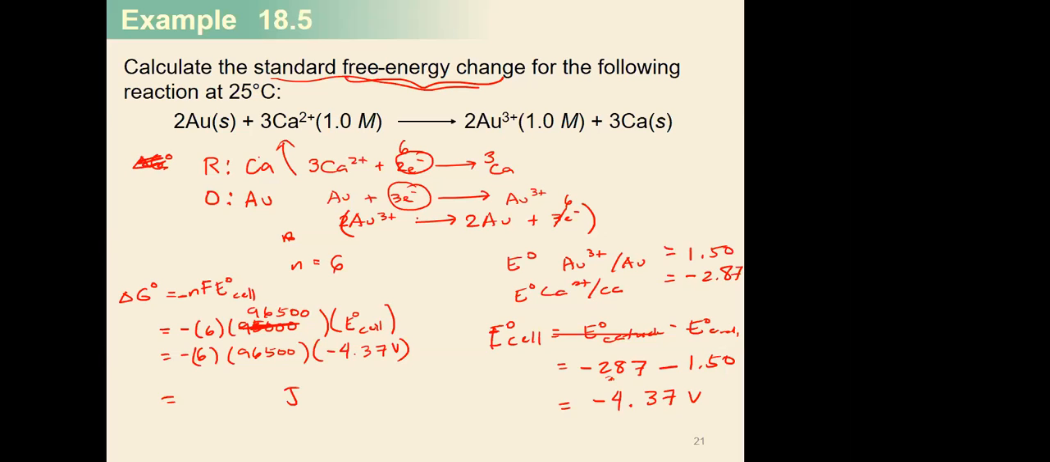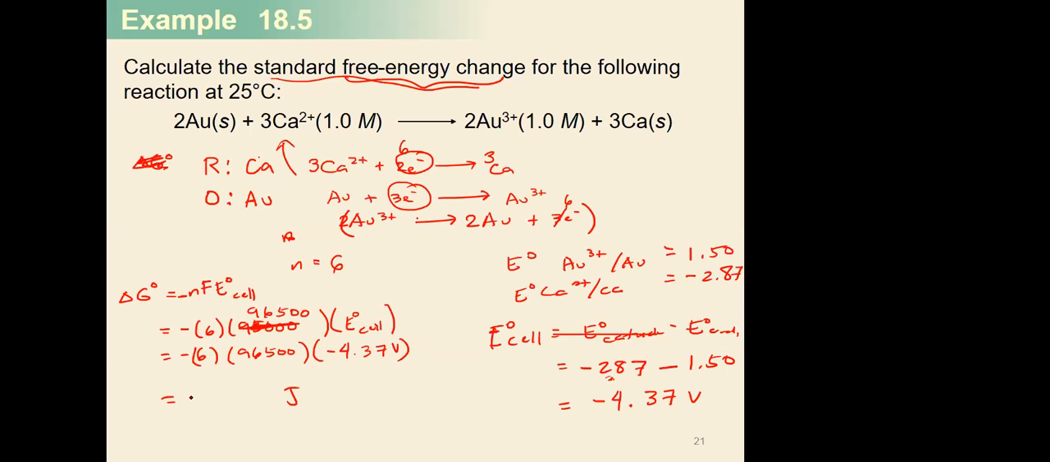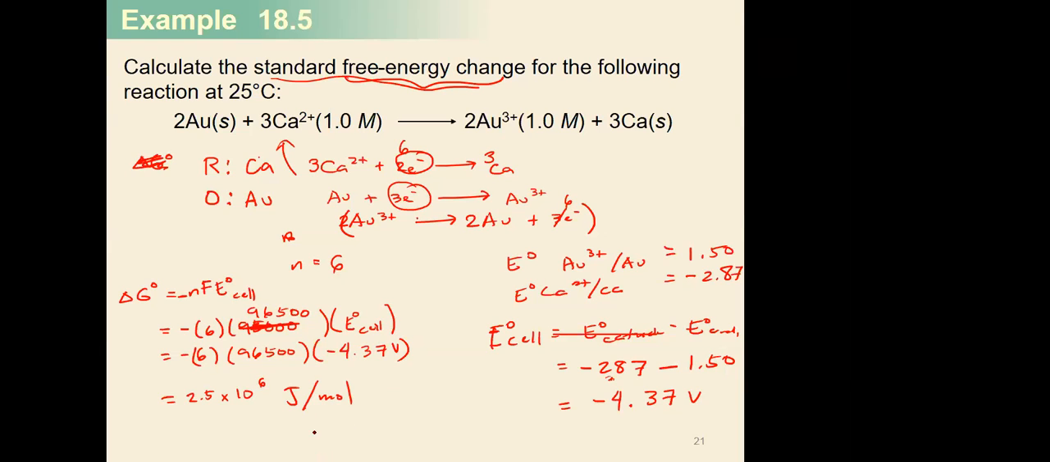It's 2.5 times 10 to the 6. So that is how much? 2.5 times 10 to the 6 joules per mole.